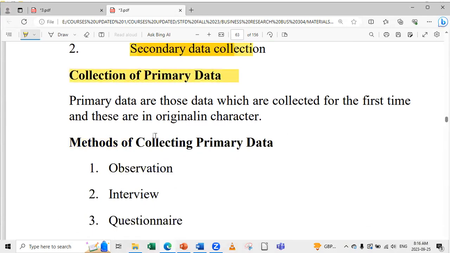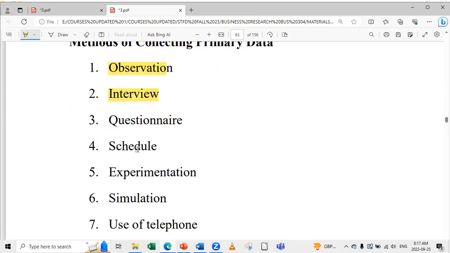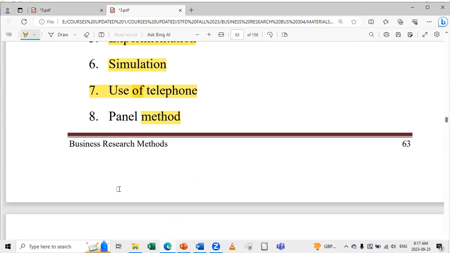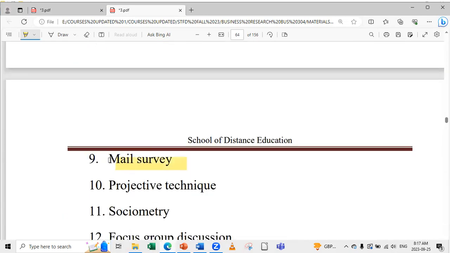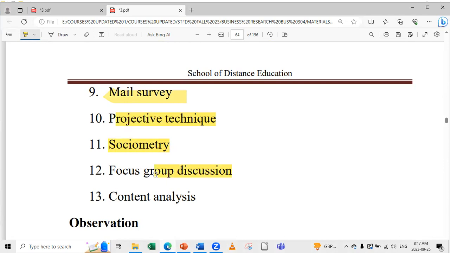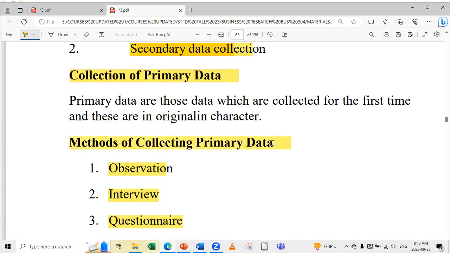So the methods of collecting primary data include observation, when I watch, interview, questionnaire, schedule, experimentation, simulation, and use of telephone and panel method. These are the ways, and mail survey also: I send the survey in the mail. Also projective techniques, sociometry, focus group discussion, and content analysis. So these are the ways of collecting primary data.